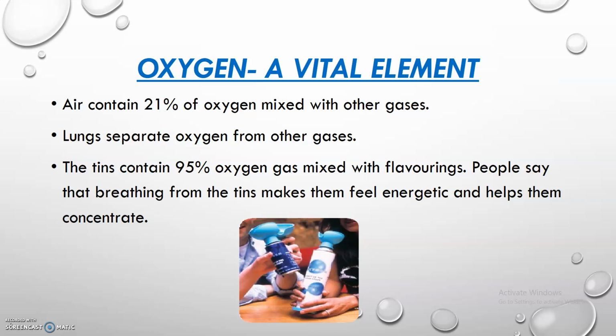Air contains 21% of oxygen mixed with other gases. In our previous class, I gave you the example of air for the mixture, right? Remember, the mixture which contains both element and compound, one best example is air. So in that air, 21% is oxygen. Lungs separate oxygen from other gases.